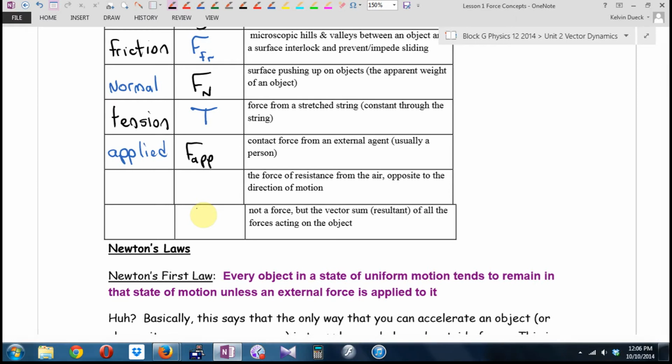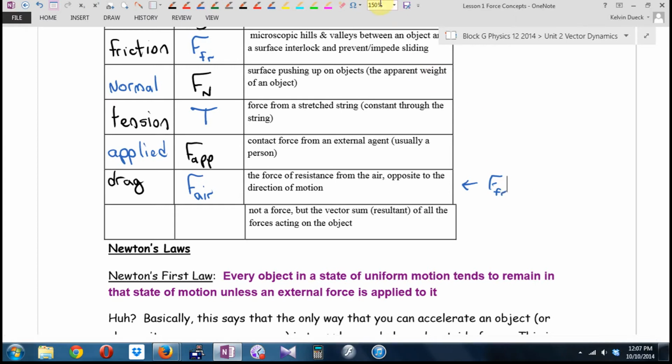What is the force of resistance from the air opposite to the direction of motion? Well, technically it's called drag, or air resistance. And there is a symbol for it, but I am going to treat it mathematically this year as though it's air friction. So I'm actually just going to label it, to be honest, I'll often call it F air, but I'll treat it temporarily sort of like friction in my free body diagrams. FFR.